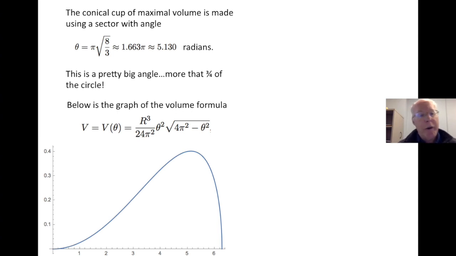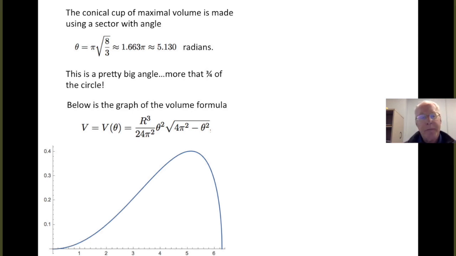Just to kind of see what's going on, again, you don't have to do this, but I think it's always a good idea to double check things however you can. Down here, we've graphed the function V of theta equals r cubed over 24 pi squared, etc. This is the function we're trying to maximize. I took r equal 1 when I did this, because we have to know what r is to produce the graph, and we found things were independent of r.